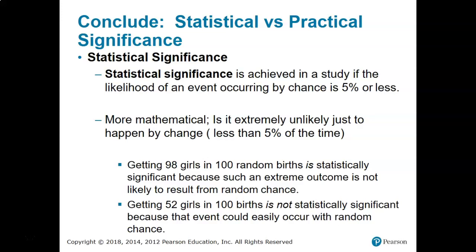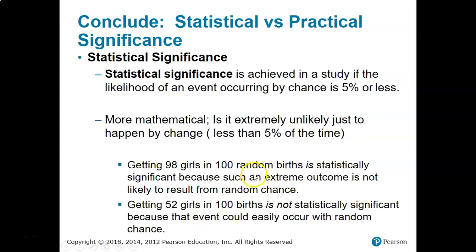Okay, I want to look at statistical versus practical significance. So to start with, statistical significance is achieved in a study if the likelihood of an event occurring by chance is 5% or less. So we do have a cutoff here for statistical significance. It needs to be that it occurs by chance 5% or less of the time. So basically, is it very rare for it to occur just by chance alone, is what we're looking at for statistical significance. So it would be extremely unlikely just to happen by chance.